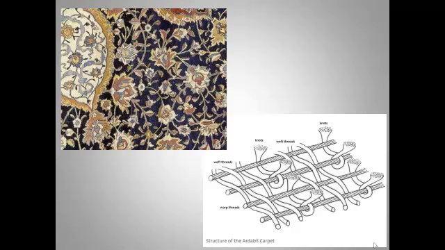The pile is very dense, about 340 knots per square inch. This density allowed the designer to incorporate a great deal more detail, but making such a large carpet with so many knots would have taken a team of skilled weavers several years. By the way, most carpet weaving was done at home by women. We'll see that pattern in textiles throughout this course. But for a court commission such as this, the weavers may have been men.